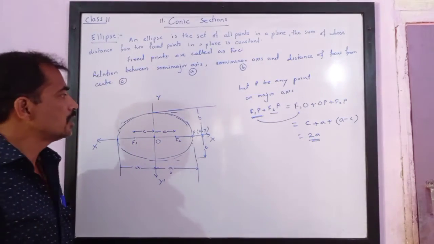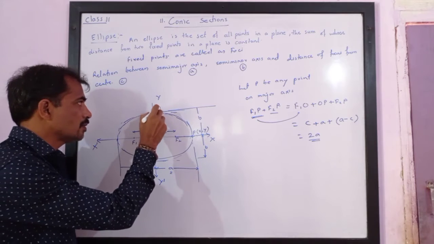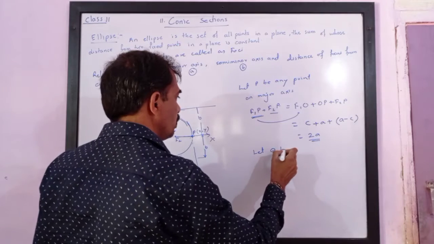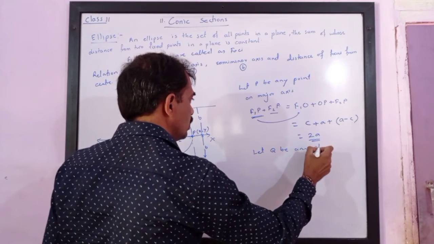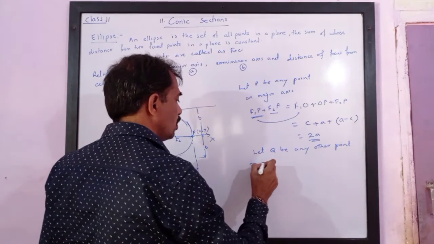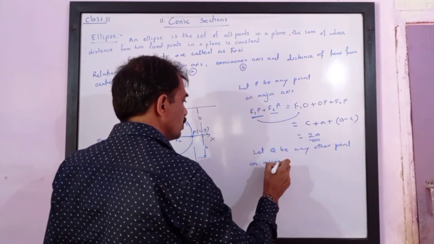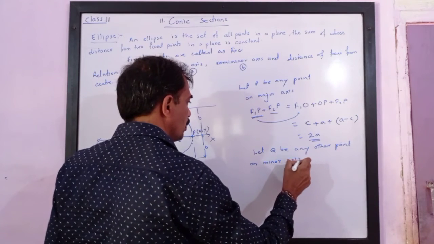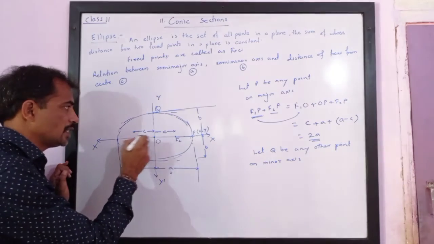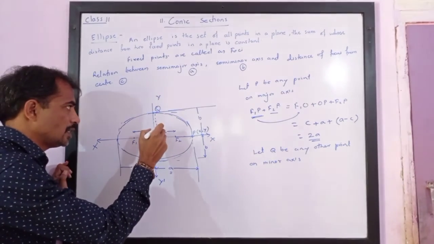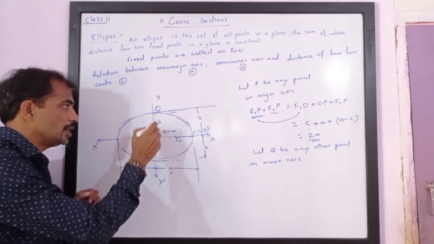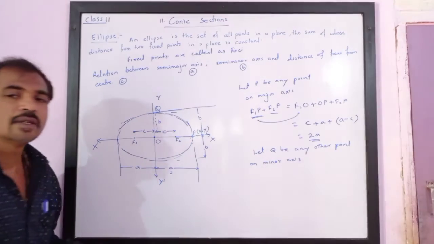So now let Q be any other point on the minor axis. Now see, we have already defined this distance as C, and this distance as B.